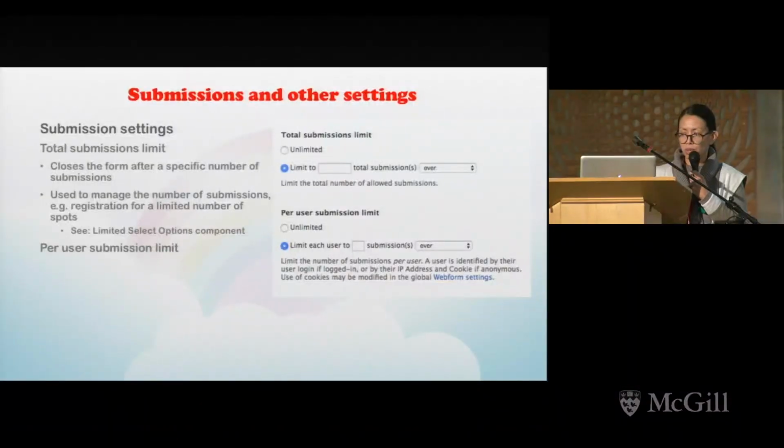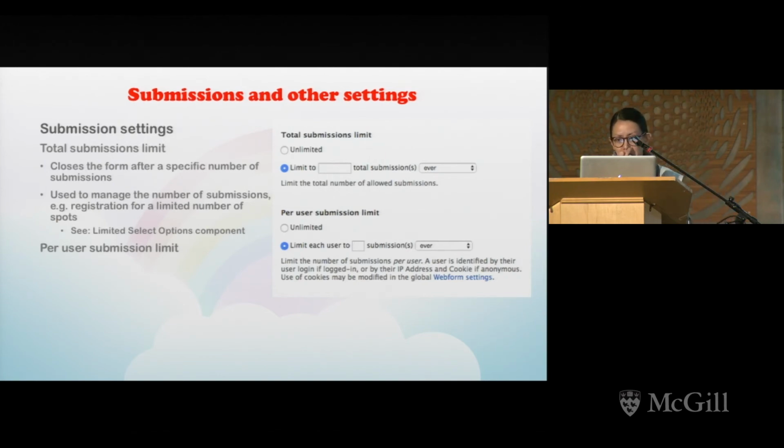So another thing that you should be aware of is that you can actually specify how many submissions are possible for your form, both for the form in general as well as per user. So, for instance, the form that you filled out to attend today's session actually has a limit of 150 because that's how many chairs we have today.